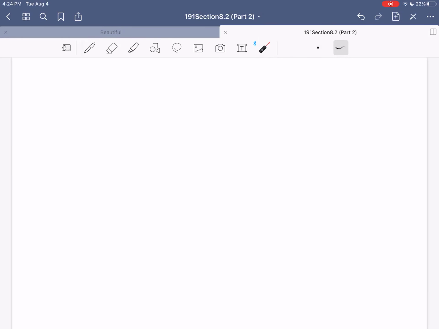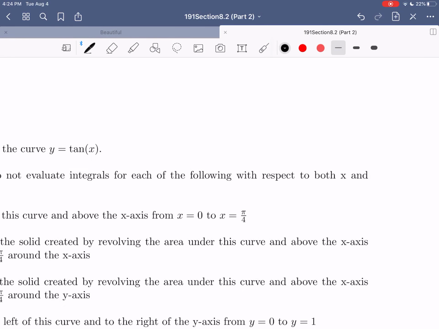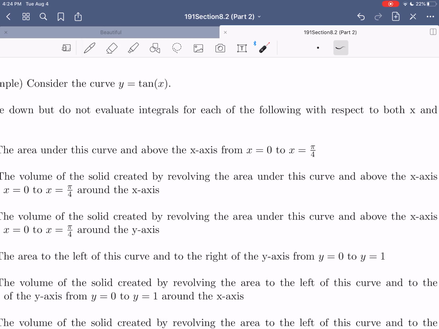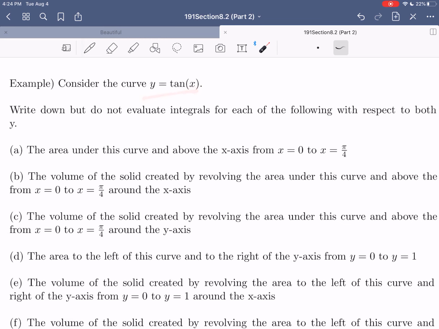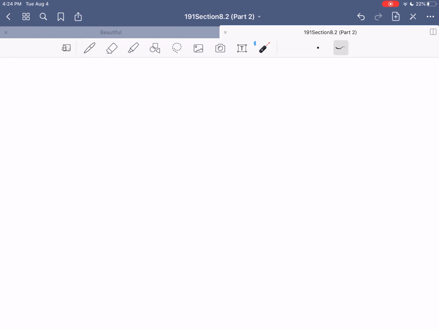So we'll give ourselves a blank page, and the first one that we're going to do is take a look at the curve y equals tangent x. We want the area under this curve and above the x-axis from x equals 0 to x equals pi over 4. Since we're going to be using the same region over and over again, we might as well draw a diagram at the beginning, then we can be much faster in the future. So we know that we're going to be going from x equals 0 to pi over 4.